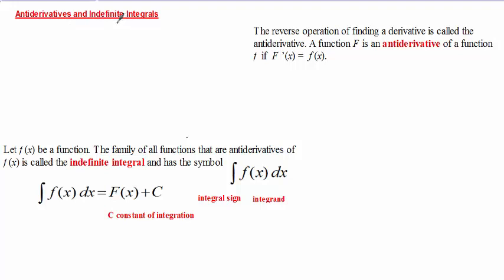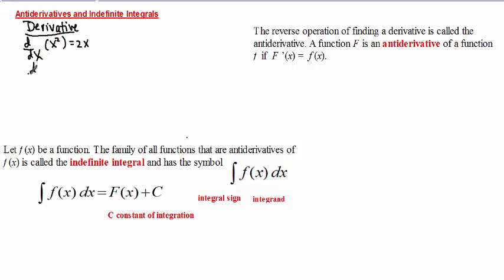We know how to take derivatives of functions. So if I apply the derivative operator, for example, to x squared, I will get 2x.